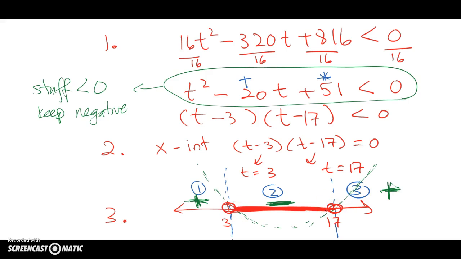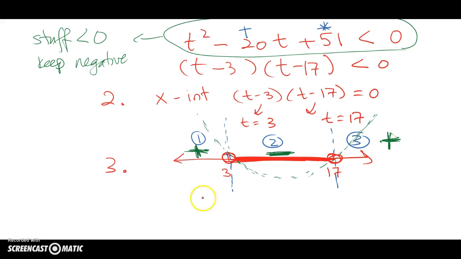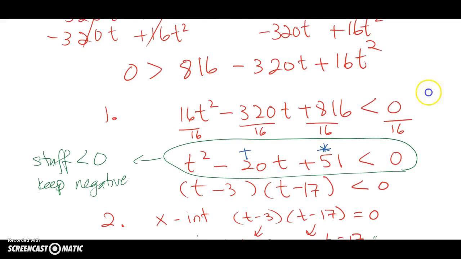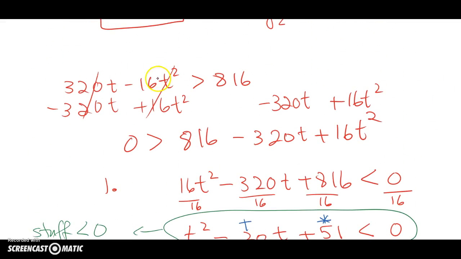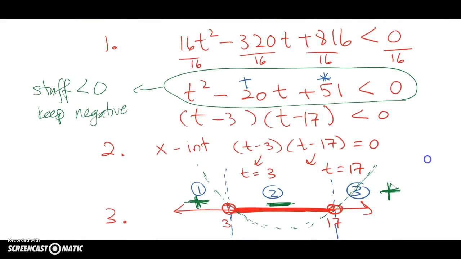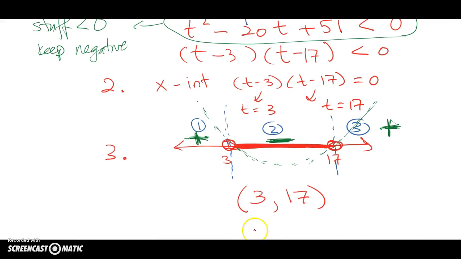So my solution basically is, walking left to right in interval notation, I start at 3, comma, I stop at 17, and since there's no equal sign, I have open circles and they're both parentheses. So the t values that satisfy this inequality, the very first one I started with, I went through all these steps, and ultimately the solution I got was between 3 and 17 algebraically.